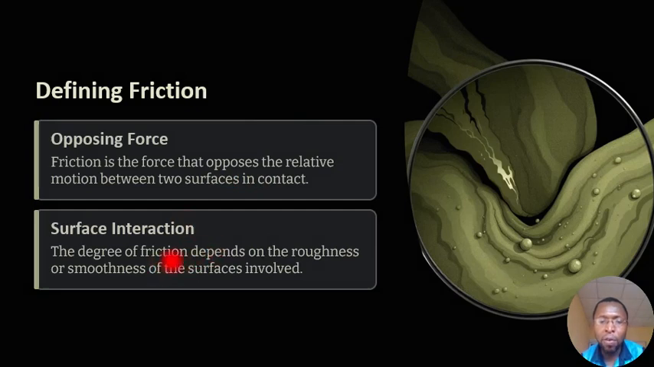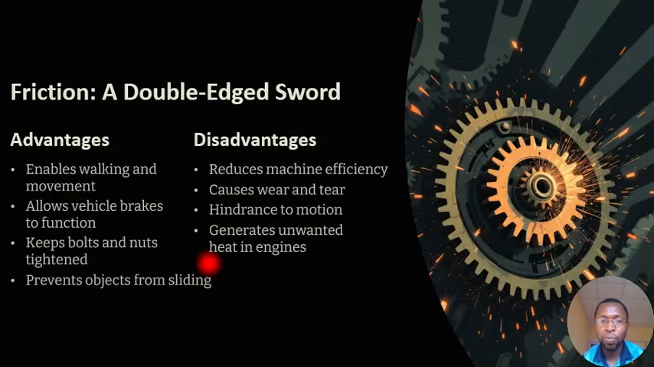So here we can say that the degree of friction is dependent on the nature of the surfaces we are talking about. Now, the higher the roughness of the two surfaces in contact, the higher the friction. But if the two surfaces are smooth, then the friction will be low. So the roughness of a surface increases the degree of friction. Smoothness of a surface decreases the degree of friction.